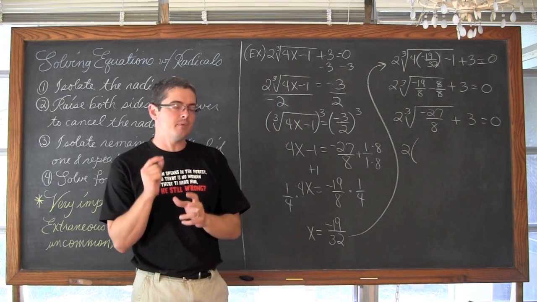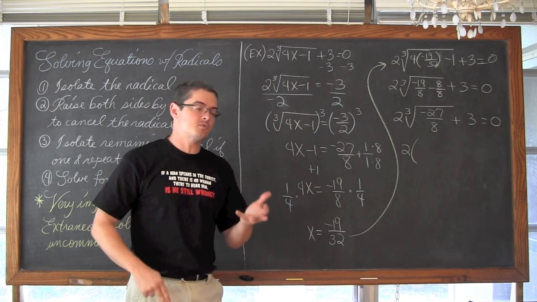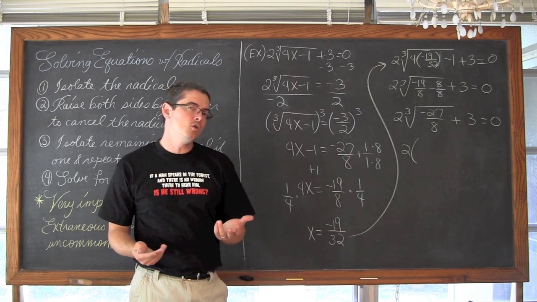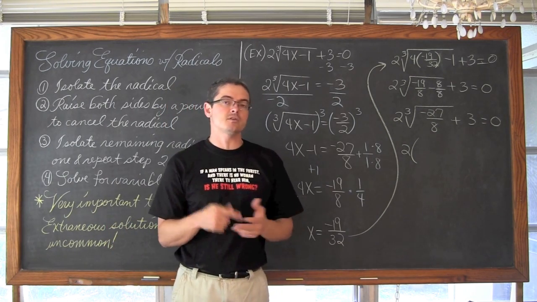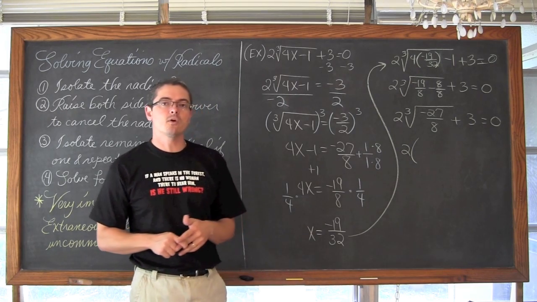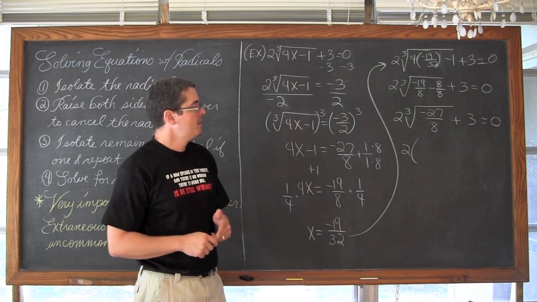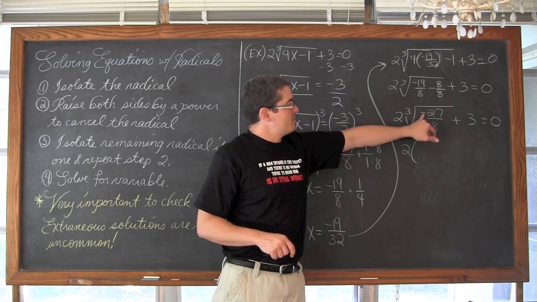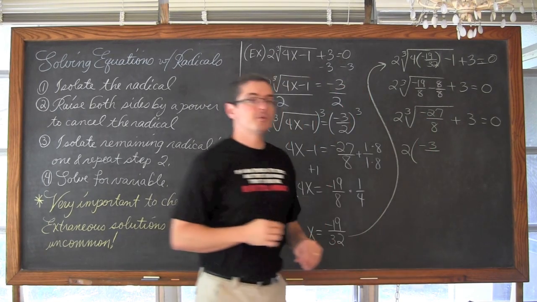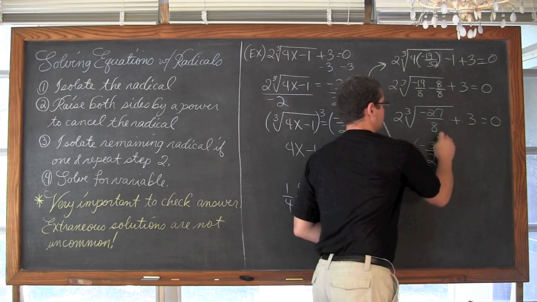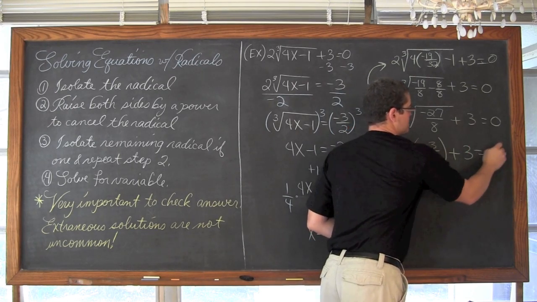You should know some of your cube roots, cube root of 8, cube root of 27. Let's see, 4 cubed is 64, 5 cubed is 125, so you should also know the cube root of 64 and 125 off the top of your head. So let's say that's going to be negative 3, and the cube root of 8 is equal to 2. Look here, we're starting to get close to the answer.